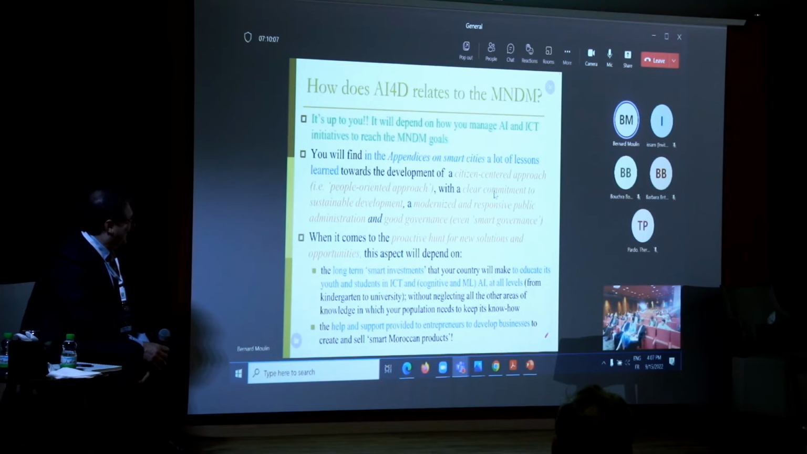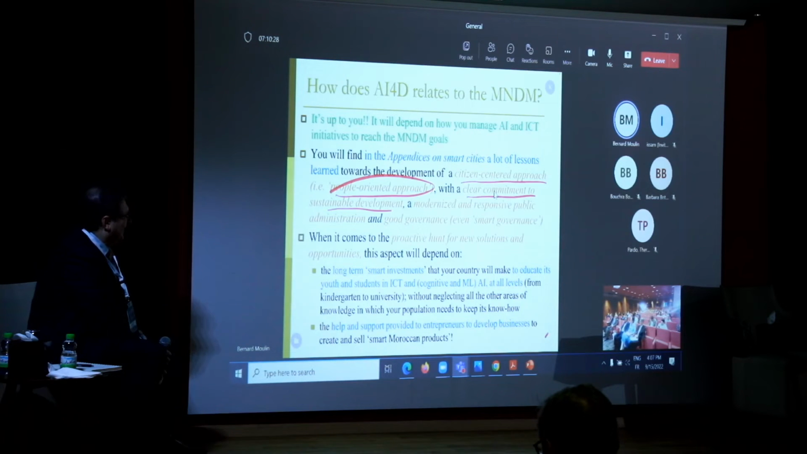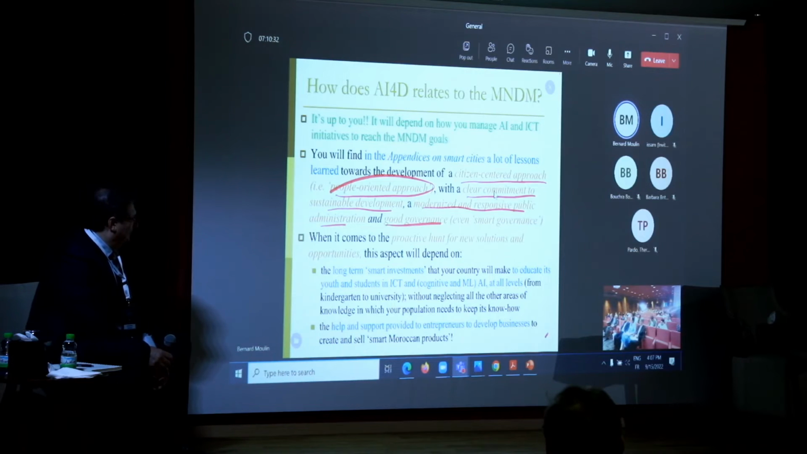You will find in the appendices of this talk on smart cities a lot of lessons learned that can be useful for you. For example, for the citizen-centered approach, they call people-oriented approach. They are very aware about having a clear commitment to sustainable development, a modernized, responsive public administration, and good governance. You will see that they speak about good governance. You will see that in the appendices.